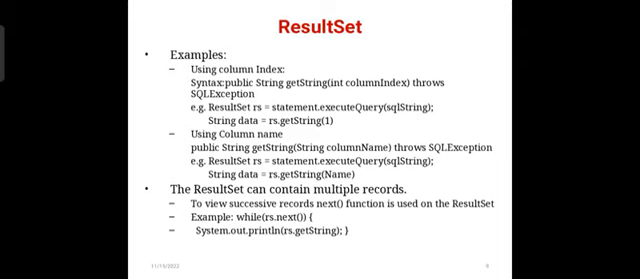Here are some other examples for result set by using the column index. What is the syntax for the column index in result set? Public String getString throws SQLException. So for result set, we give the object rs equals statement dot execute query, open the bracket, SQL string, data equals rs dot getString of 1. Using this we can update, or we can retrieve multiple records by using this example.